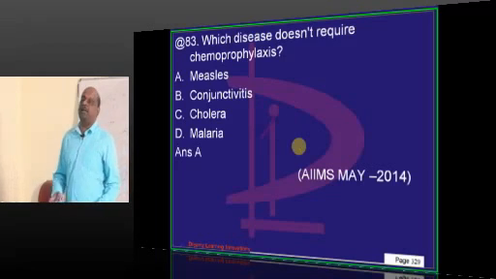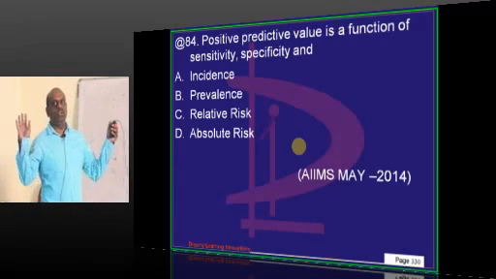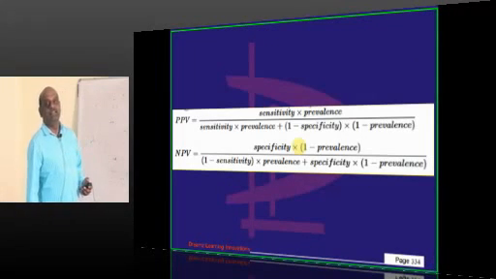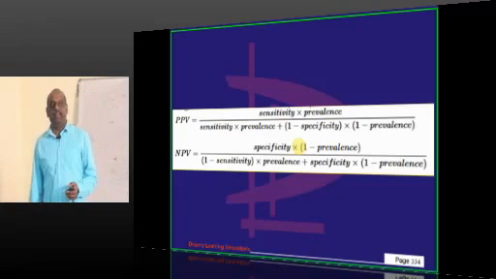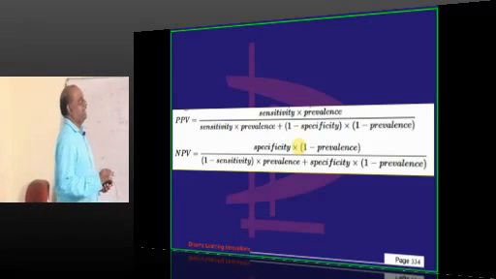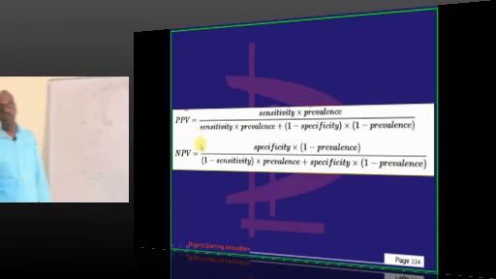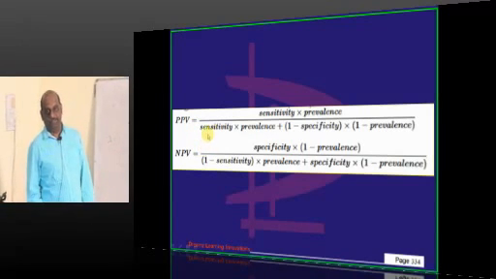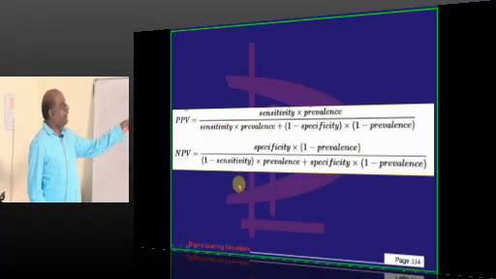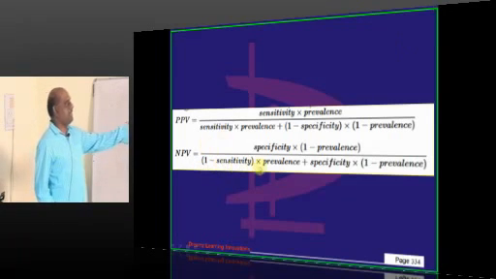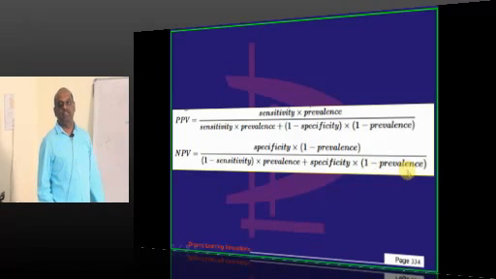Then which will not require chemoprophylaxis? Measles doesn't require. There are 2 formulas, doctor. Positive predictive accuracy, negative predictive accuracy. If you don't know the formulas, then mug it, tuck it, sneeze it. So sensitivity into prevalence divided by sensitivity into prevalence plus 1 minus specificity into 1 minus prevalence will give you positive predictive value. How this formula is derived is not really required. Negative predictive value is specificity into 1 minus prevalence divided by 1 minus sensitivity into prevalence plus specificity into 1 minus prevalence.